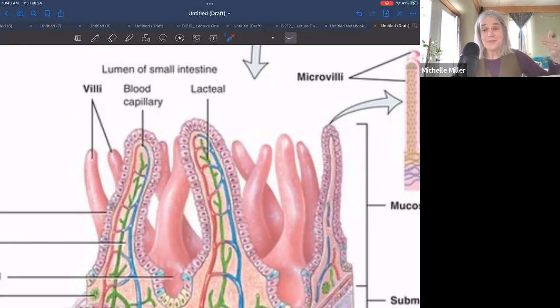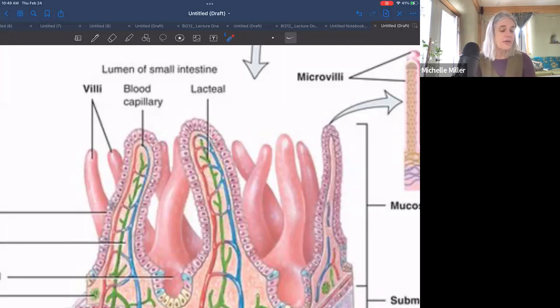So nutrients typically do not go between cells. If they do, that can be very bad. When we have inflammation in the small intestine due to Crohn's or celiac disease, nutrients and all kinds of things can leak through the epithelial tissue, and sometimes that's referred to as leaky gut. So we want these epithelial cells to have tight junctions, so only certain things can make it across that barrier.